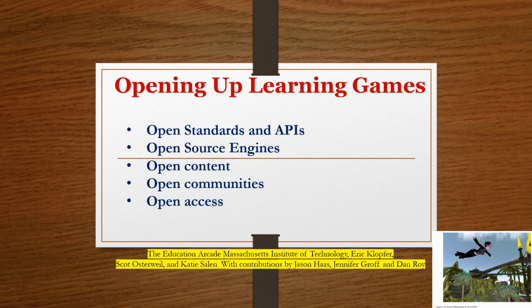Open is simultaneously an ideology, a practice, and a price. Each of these has implications for potential developers or contributors, end users, and other funders that make these initiatives possible. So we have open standards and APIs. We have open source engines, open content, open communities, and open access.